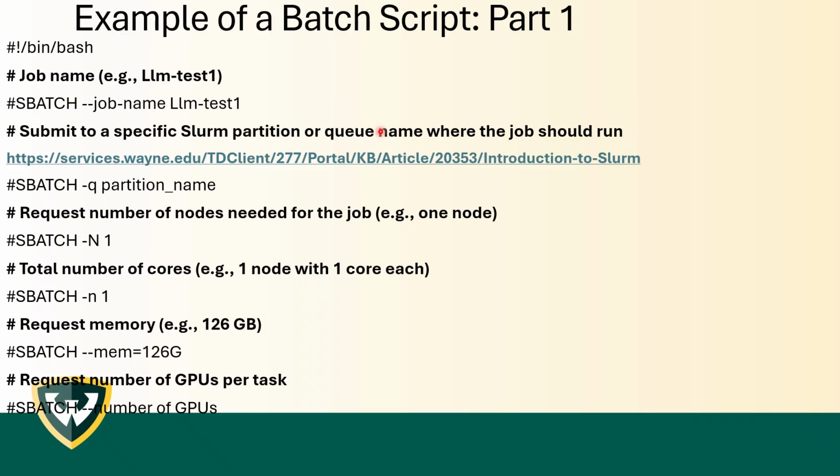In addition to that, we can specify the number of nodes and number of cores needed to run our simulation. And in this case, we are requesting one node with one core each. Also, we can specify the memory needed to run the simulation, as well as the number of GPUs per task. Here we should note that it's always better to request fewer resources in order to get a turn on the grid as soon as possible.